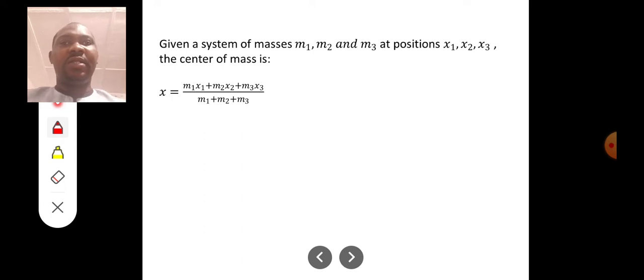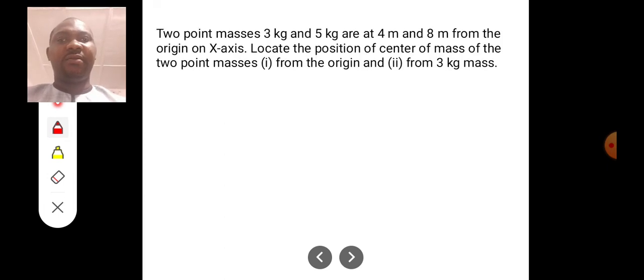Okay, so given a system of masses m1, m2 and m3 at positions x1, x2 and x3, the center of mass x is m1 x1 plus m2 x2 plus m3 x3 all over m1 plus m2 plus m3. So that is how you calculate center of mass.